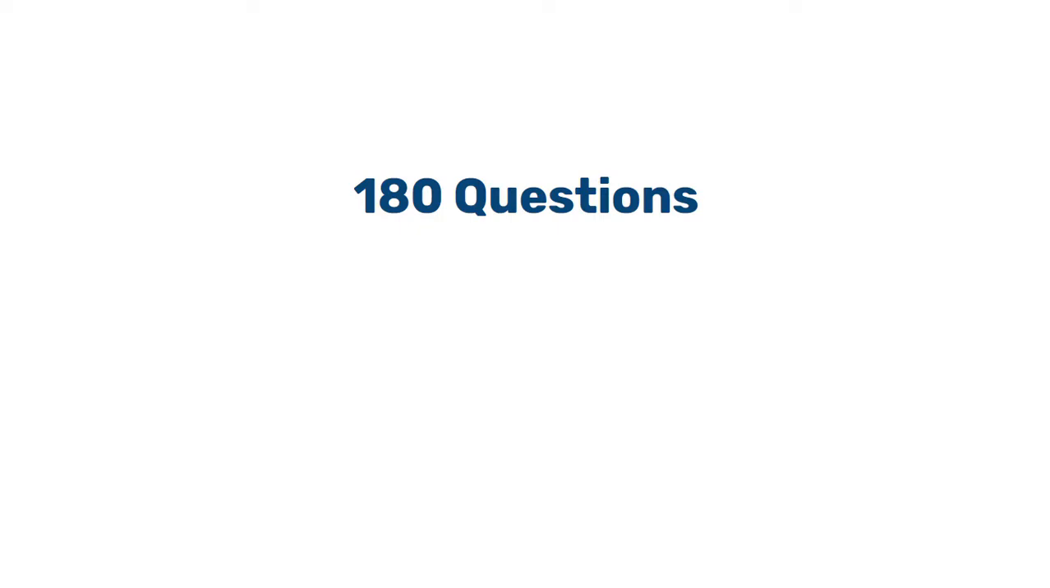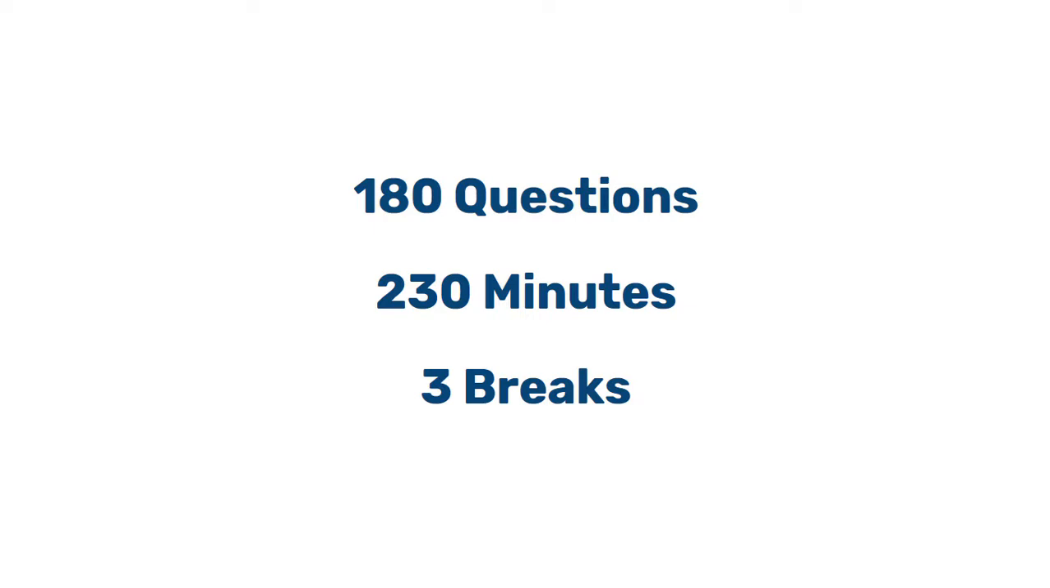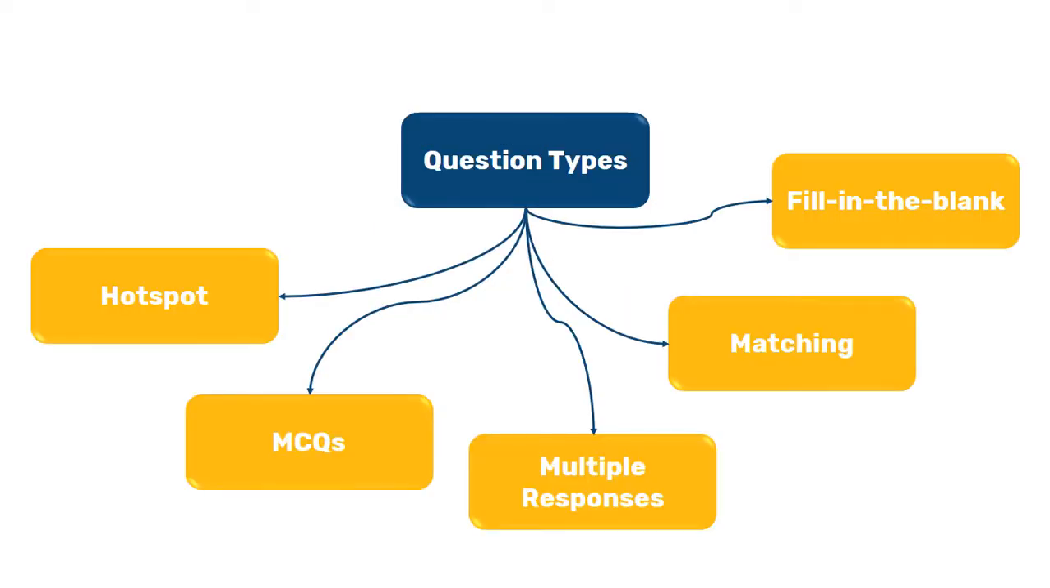Next, we have 180 questions in the PMP exam. In the old version, we had around 200 questions. The next thing is that we have 230 minutes in total to solve all the 180 questions. The last thing is that one more break is added to the previous 2 breaks. In the previous version of the exam, we had 2 breaks, but in the new version, we have 1 additional break. The last thing of today's topic is the question types in the new PMP exam.